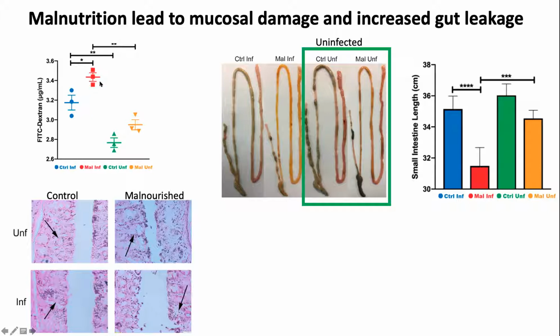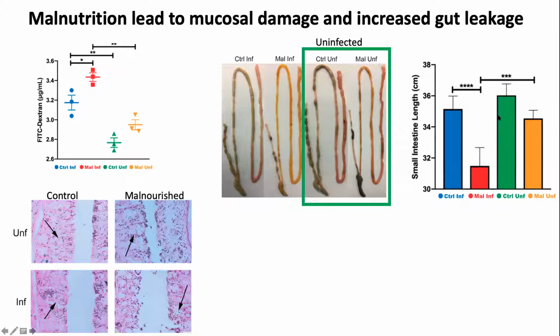leakage even more. When we take the pictures looking at the uninfected groups, which are the control, we have highlighted in green, we see that there is no difference in how they look, both the control and the malnourished. But after infection, we see that the malnourished mice that are infected, the small intestine looks yellowish as opposed to the control diet. So suggesting that the malnutrition together with the malaria infection is doing something to the gut.